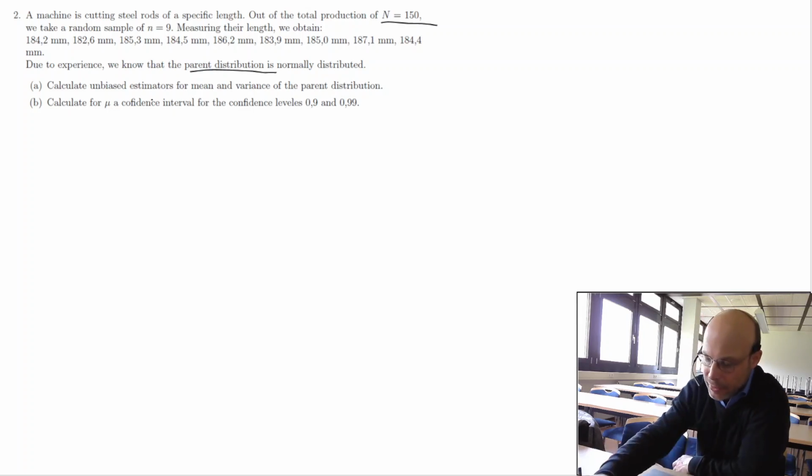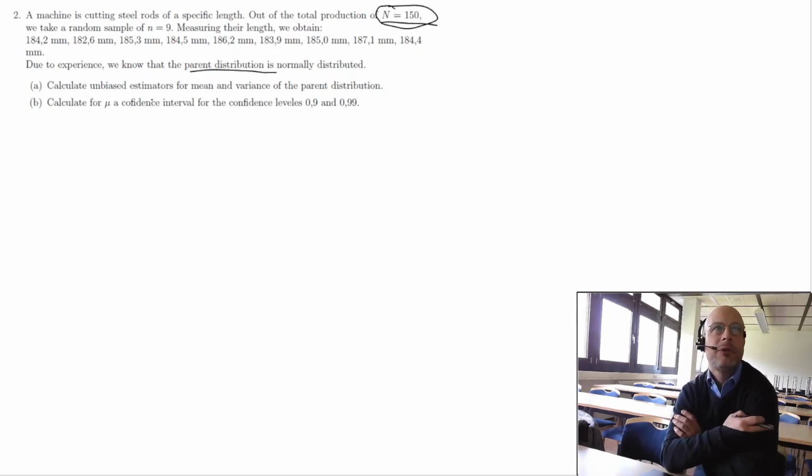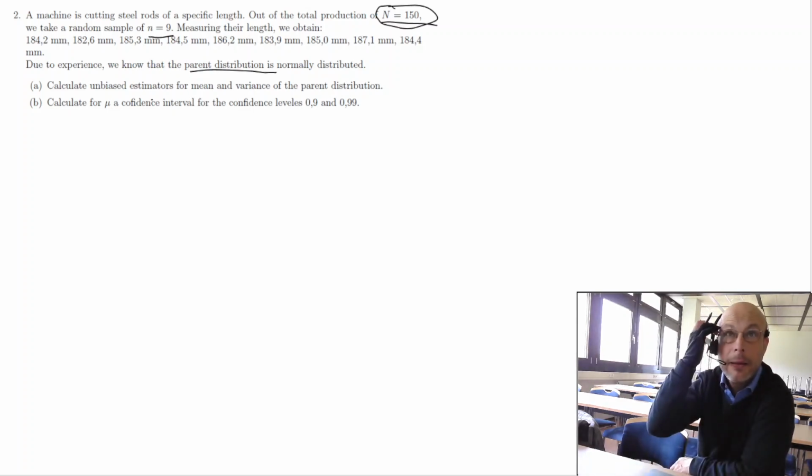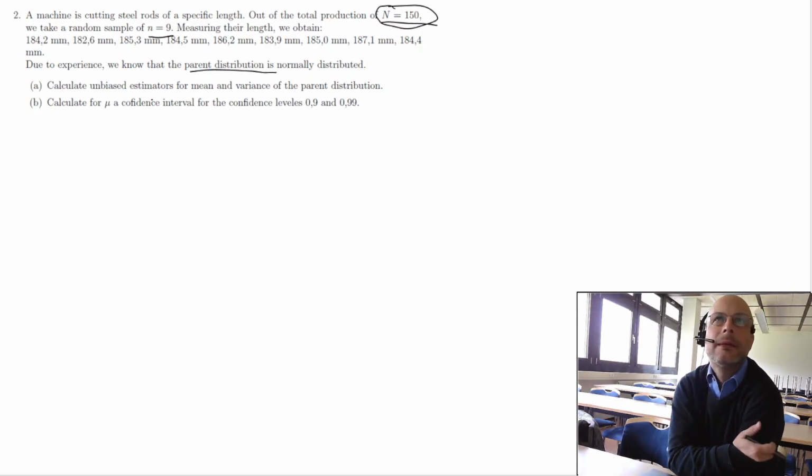Since we do not have the information, of course, not about the total production of 150. So our sample size is n equals 9, and this means we have a small sample size. And if we have a small sample size, we are not allowed to apply which distribution?